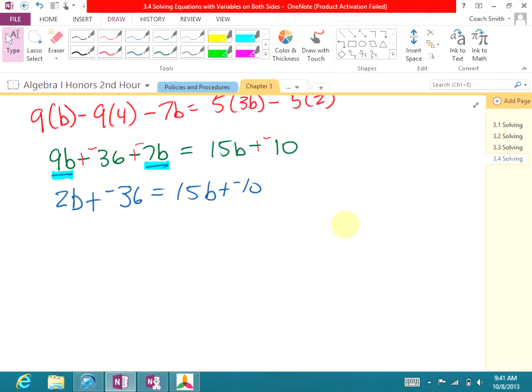Did you get that, Zach? All right, now, next thing we can do is you can either take the 15b over here, or you can take the 2b over to the other side. Once again, it does not matter which side you take it to, you will end up with the same answer. Usually what I do is I take the smaller variable to the larger one. The reason I do that is because it helps me not have as many negatives. I will show you both ways.